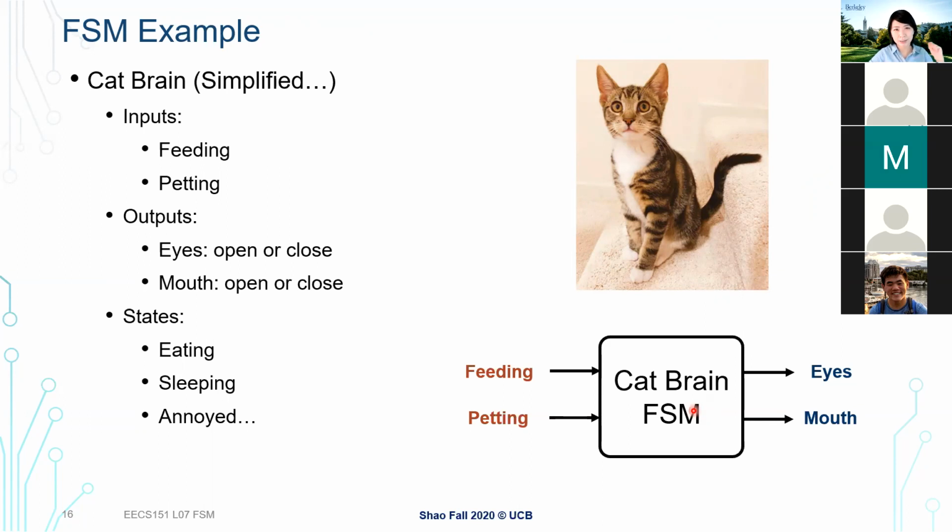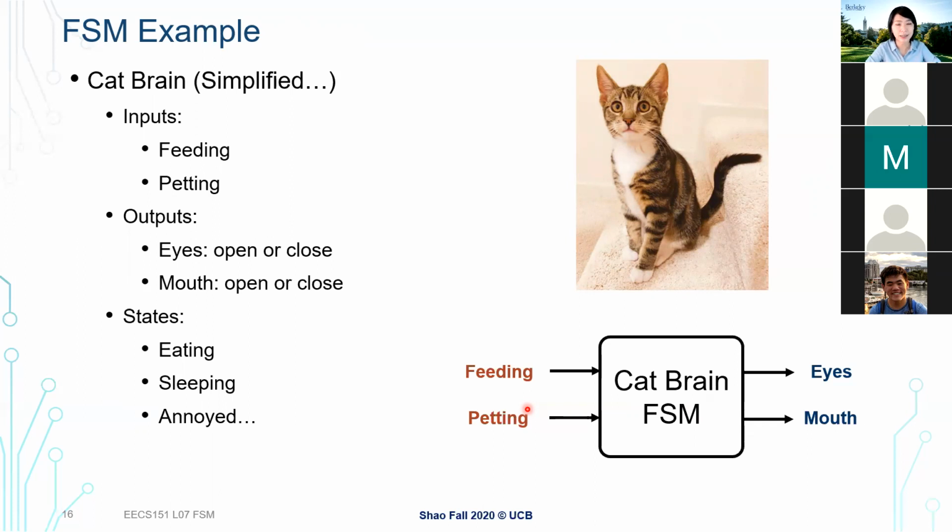Either the external user or external human beings are feeding the cat, which is one of the inputs, and another input is petting the cat. So for this cat finite state machine, it has two inputs: either it's being fed or it's being pet. And it has outputs, so two externally visible outputs. In this example, we are monitoring the eyes and also the mouth of the cat to see whether the eyes are open or closed, or whether the mouth is open or closed.